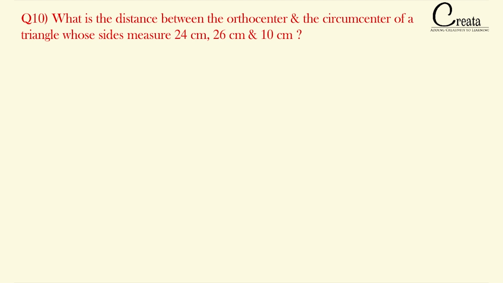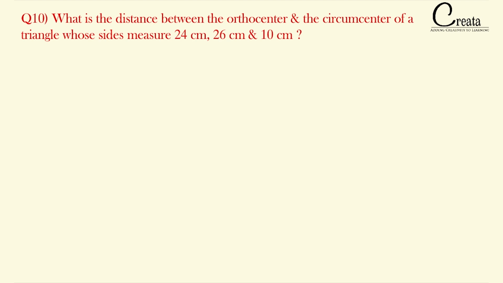We have to find the distance between the orthocenter and the circumcenter for this triangle. If you remember our theory classes, we have studied the distance between the incenter and the circumcenter. But we have not studied the distance between the orthocenter and the circumcenter. There is no direct formula for the distance between the orthocenter and the circumcenter. So how to approach this question? What is the trick?